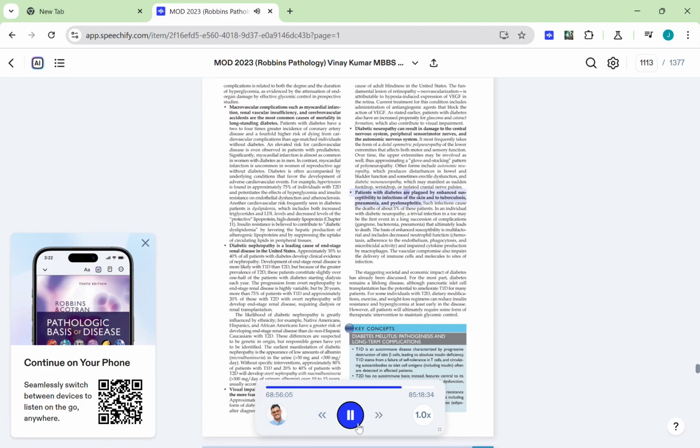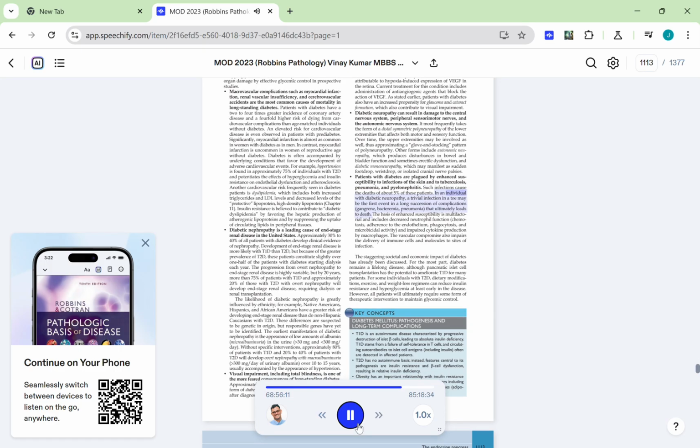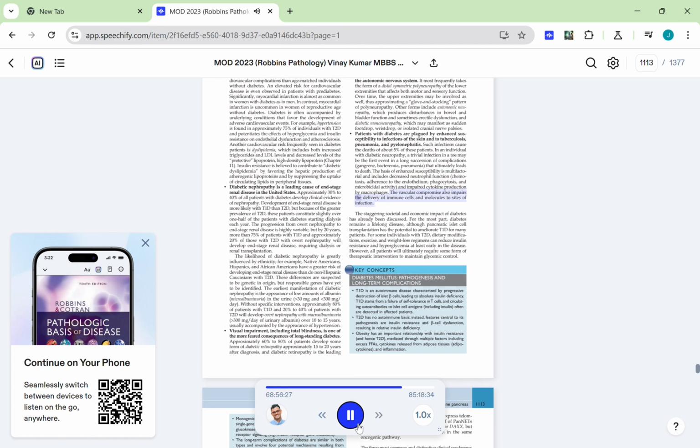Patients with diabetes are plagued by enhanced susceptibility to infections of the skin and to tuberculosis, pneumonia, and pyelonephritis. Such infections cause the deaths of about 5% of these patients. In an individual with diabetic neuropathy, a trivial infection in a toe may be the first event in a long succession of complications that ultimately leads to death. The basis of enhanced susceptibility is multifactorial and includes decreased neutrophil function and impaired cytokine production by macrophages. The vascular compromise also impairs the delivery of immune cells and molecules to sites of infection.